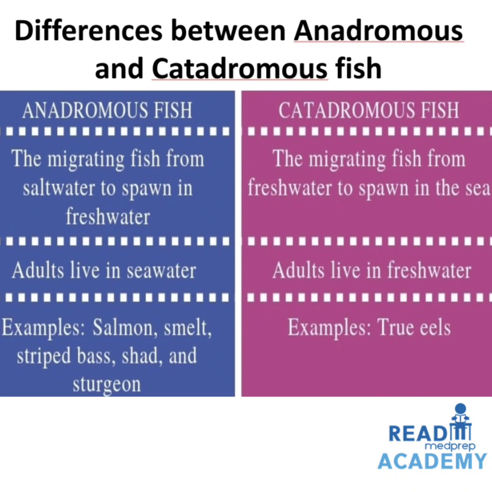Examples of anadromous fish: salmon, smelt, striped bass, shad and sturgeon. Whereas catadromous fish examples: true eels.